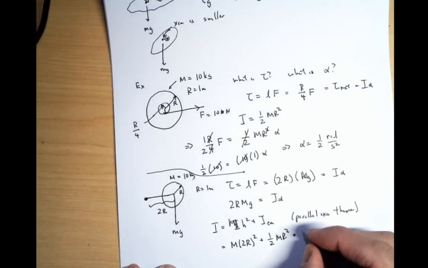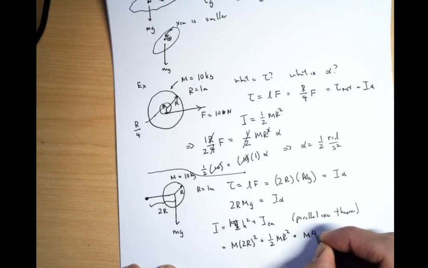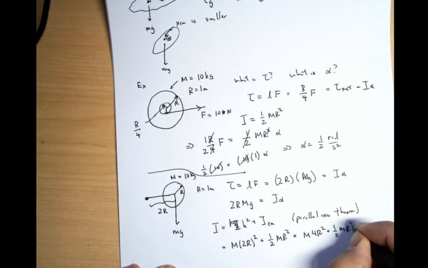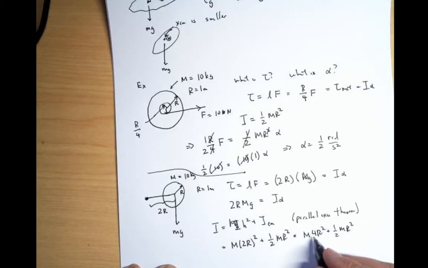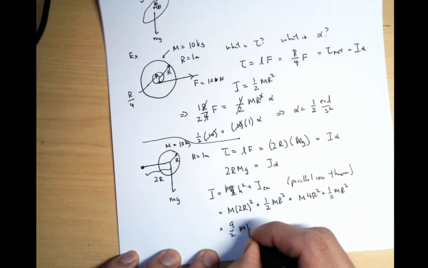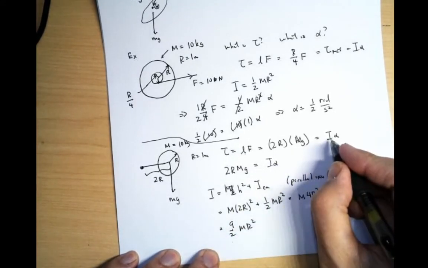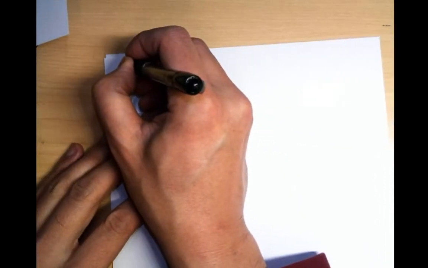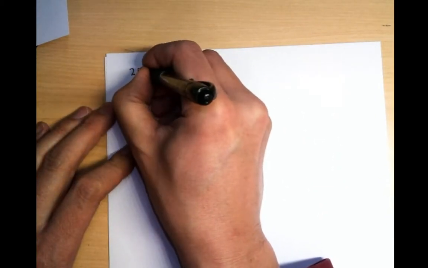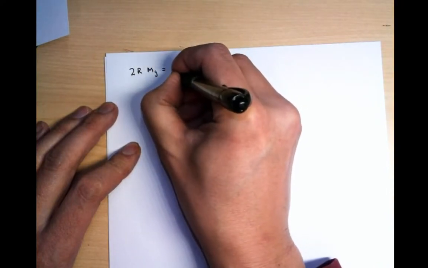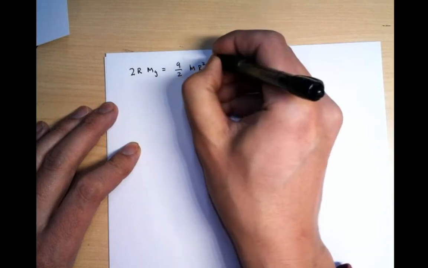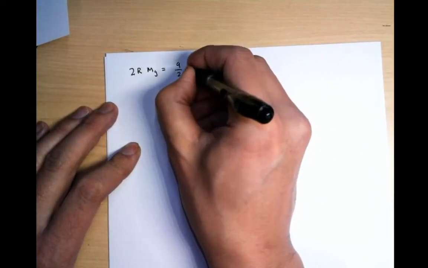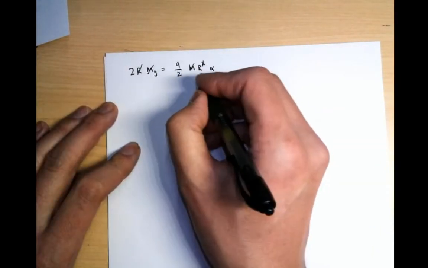Okay, so it's basically going to be m times 4r squared plus 1/2 mr squared. So that's going to be what? 9/2, right? Yes. 9/2 mr squared. All right, so that's I. So that's the I we have to use, right? Because it's off center. So let's plug that in. So this is 2R mg is equal to 9/2 mr squared times alpha. So lo and behold, m's kill each other, which is very nice, actually.